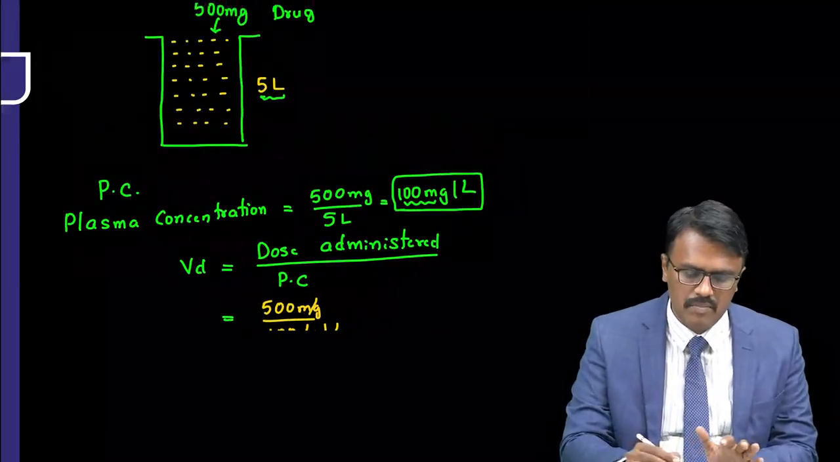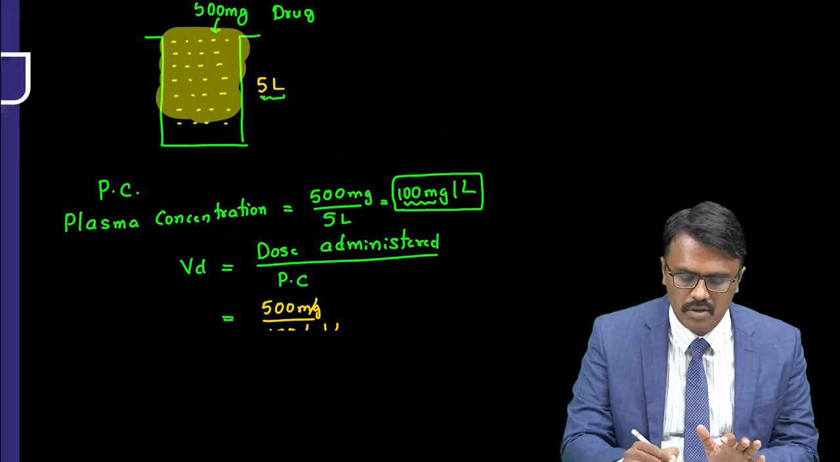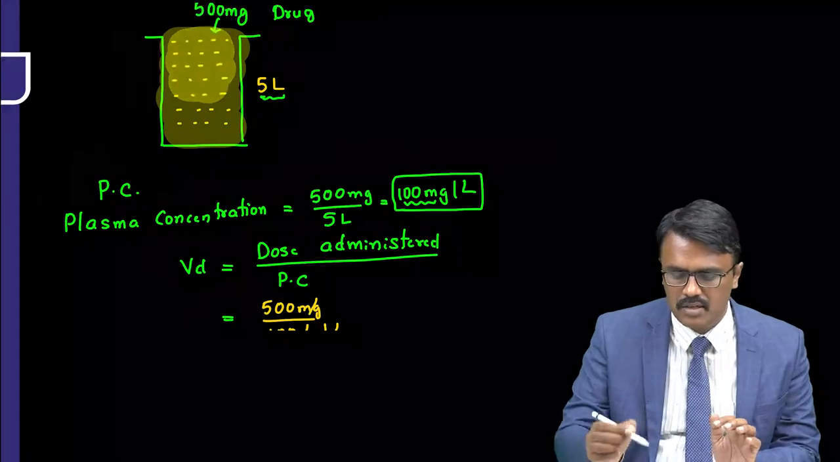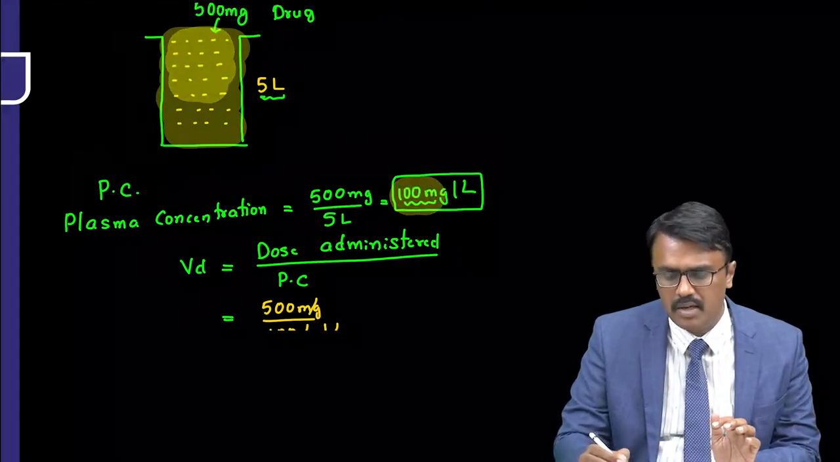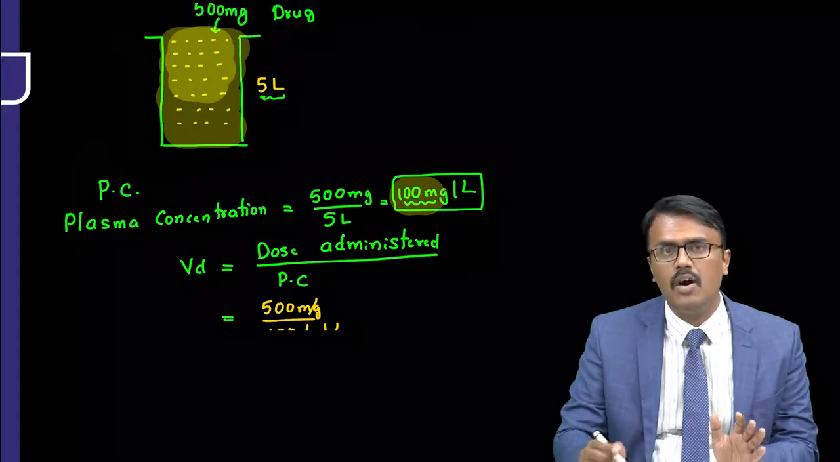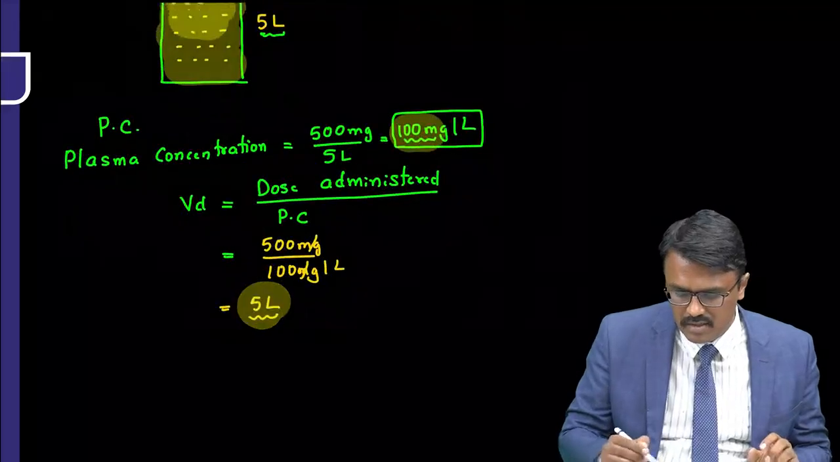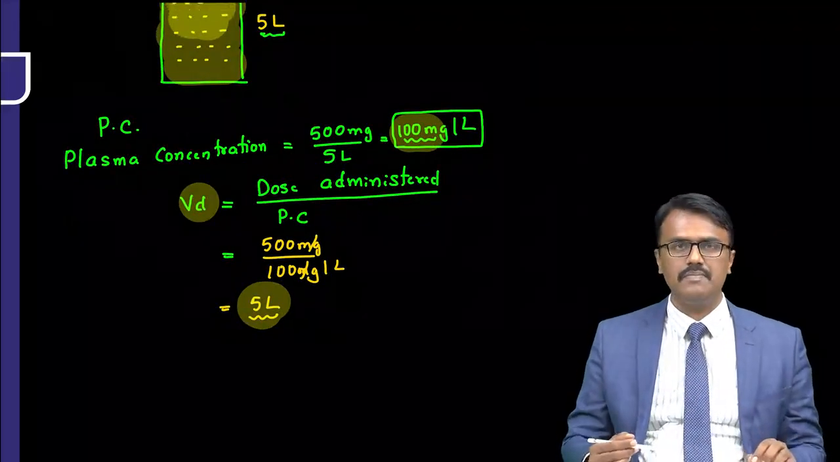Distribution is a volume in which the drug is uniformly distributed. Uniformly distributed means it is distributed at the level of 100 milligram per liter. And how much volume is it distributed in? It is distributed in around 5 liters. That is the meaning of volume of distribution.